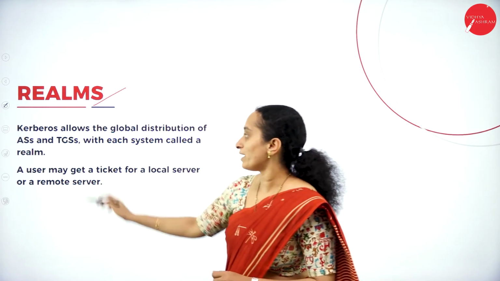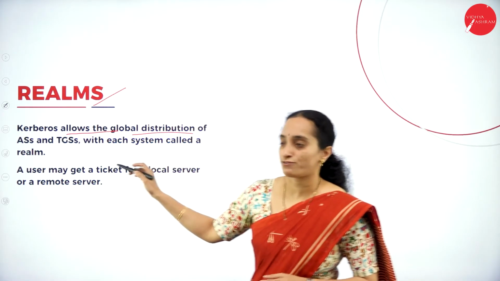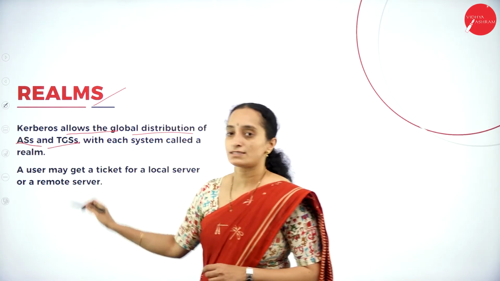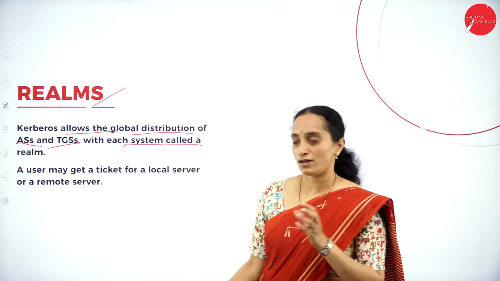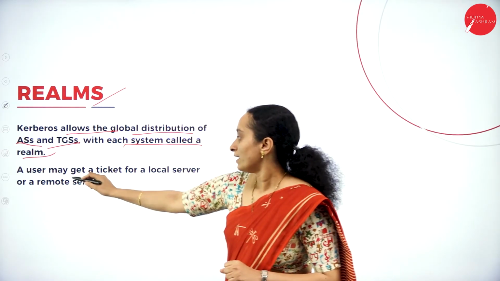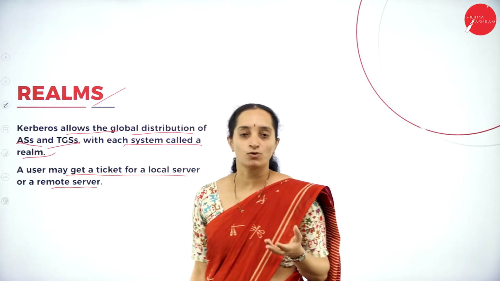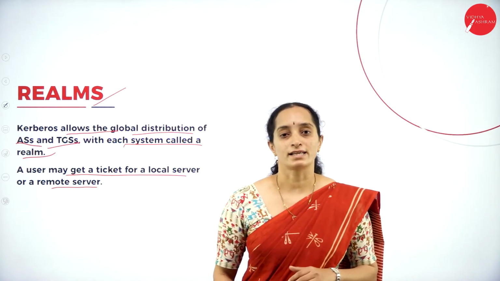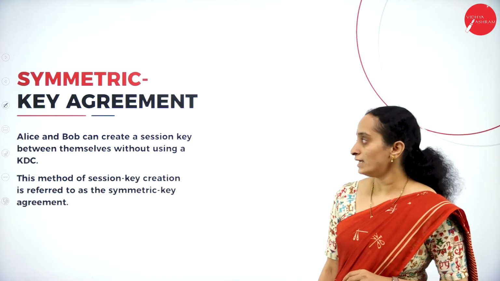We use a term known as realms. Kerberos allows the global distribution of the authentication servers and the ticket granting servers. Each such system of AS and TGS we call a realm. A user may get a ticket for a local server or a remote server using these realms. Two such systems combined are called a realm.